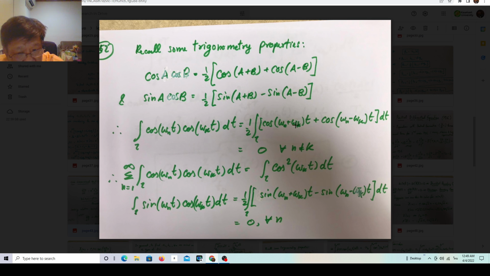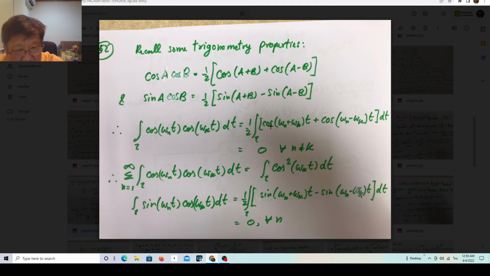Cos 2 times a plus 1 is equal to cos square of a. Okay, but when n is equal to k, this one, cos 2 times omega k times t plus 1. So twice the angle, cos of twice the angle, is equal to cos square of this. Okay, that's another trigonometry identity that you can apply here.